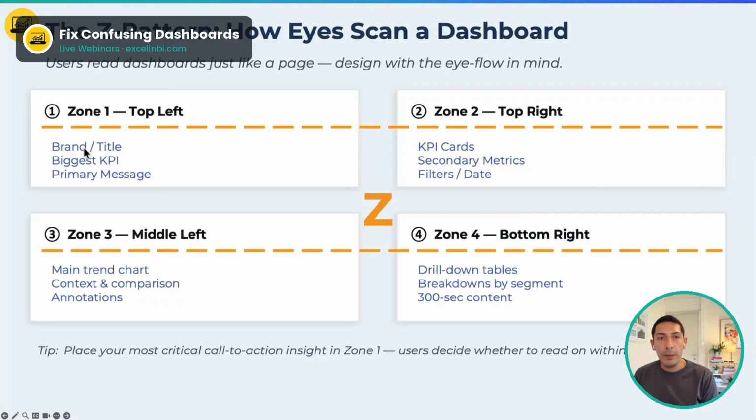So we start with the brand and title, then the biggest KPI, the primary message, then we drill down a little bit with the KPI cards, the secondary metrics, some filters, and then we go to the main trend, which is the plot, the middle of the story, and then the context and comparison, and then we end up with drilling down tables and breakdown by segments. Something like this could take you 30 seconds of content. I will come back to this idea of the 3 seconds shortly, but this is how you could articulate your idea in your data dashboard.